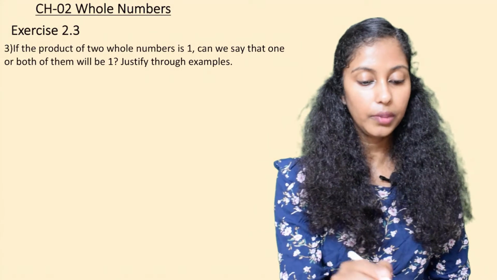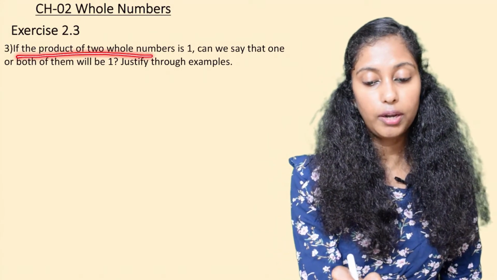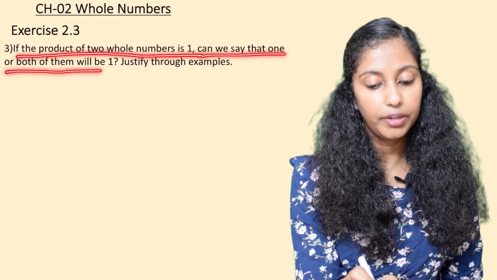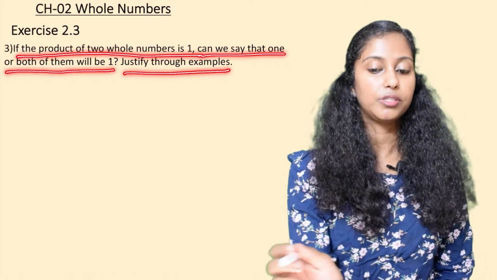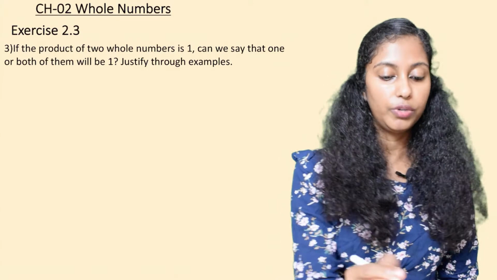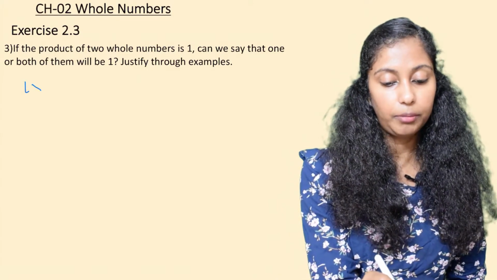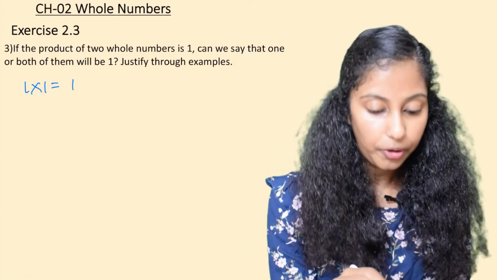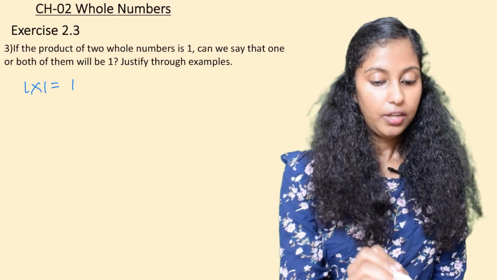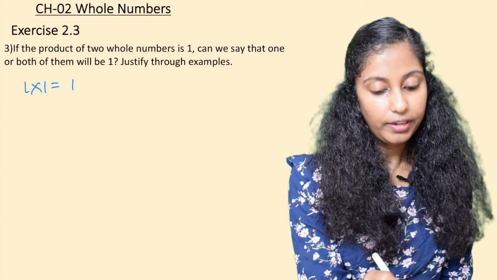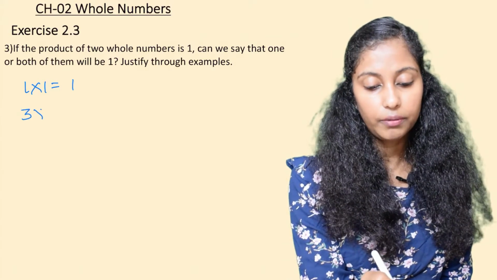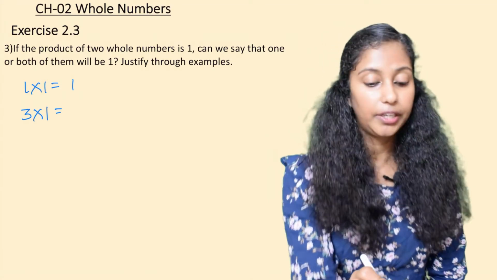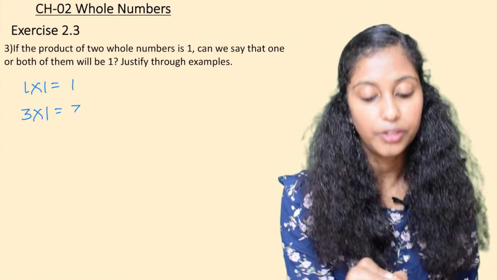If the product of two whole numbers is 1, can we say that one or both of them will be 1? Justify through examples. So here again what we do is we take both of them 1. 1 multiplied by 1, the answer is 1. So here we see product of two whole numbers is 1. Now we take one number as 3 and the other one we take 1. So 3 multiplied by 1, 1 is a multiplicative identity, 3 multiplied by 1 is 3.